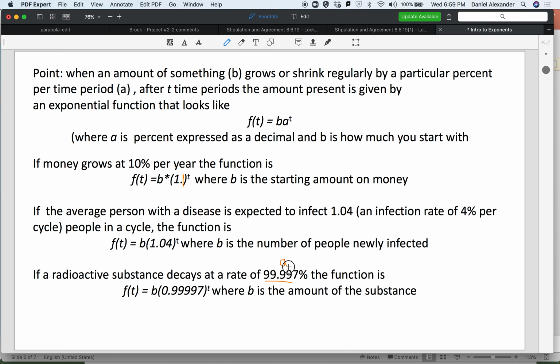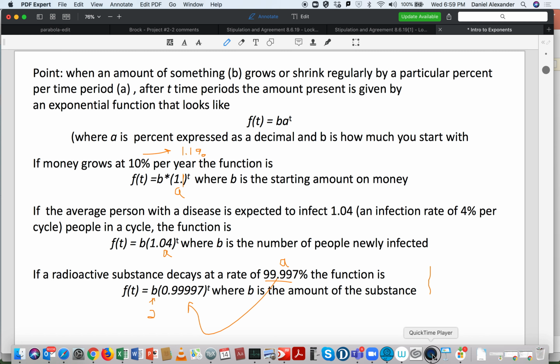So here, let me mark that right there. 1.1 was my A here. 1.04 is my A here. Here my A was 0.99997. Remember to add that 1. We'll go over that. So in this last one, if it decays at this rate, that's my A. So I put that there. B was the 2 pounds that I started with. And t was the number of years. Okay, so we're going to go into this in more detail. I will talk to you more in the next video.